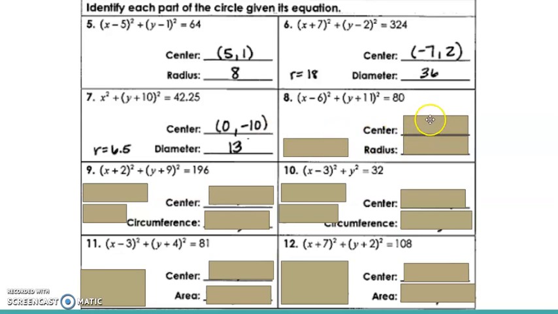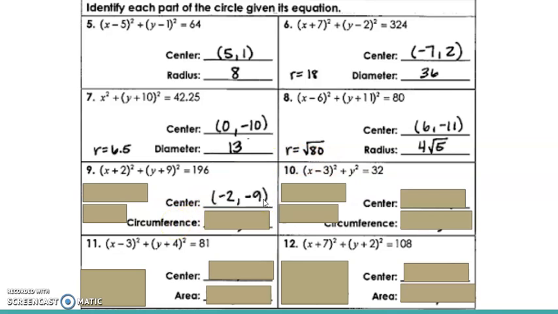For number 8, we're going to look at that center, and that's going to be (6, -11). When I square root for my radius, I should get the square root of 80. Now that's not a perfect square, so you're going to write it as a decimal. We can also rewrite it as a square root, and we'll review this another time, but it will be 4 square root of 5. But for right now, I want you just dealing with the decimals. So just figure out what the square root of 80 is as a decimal.